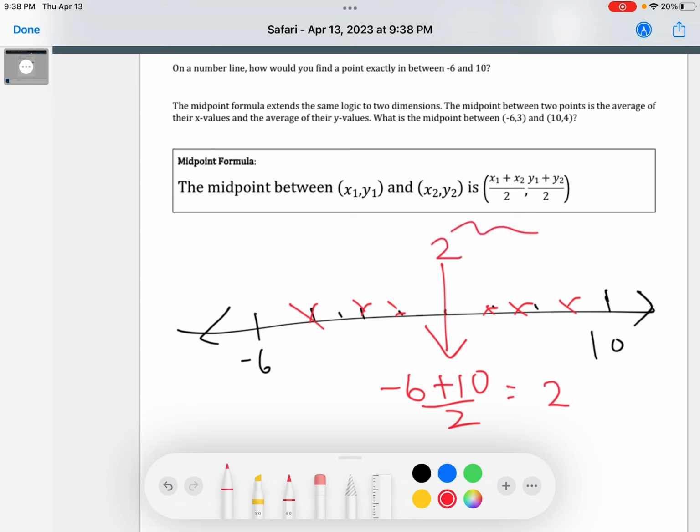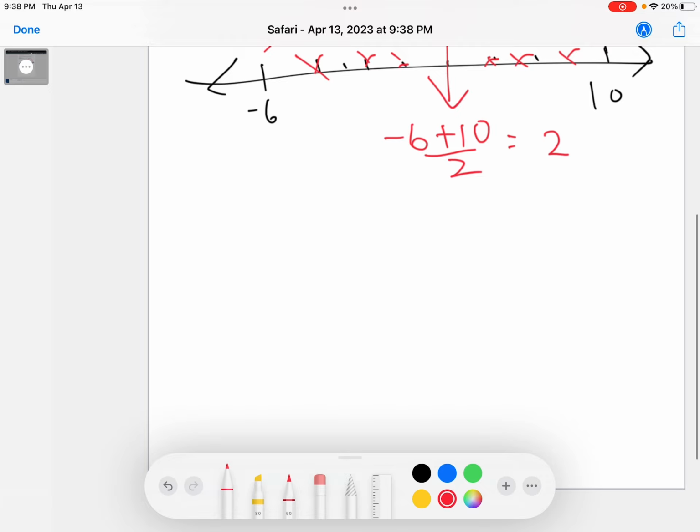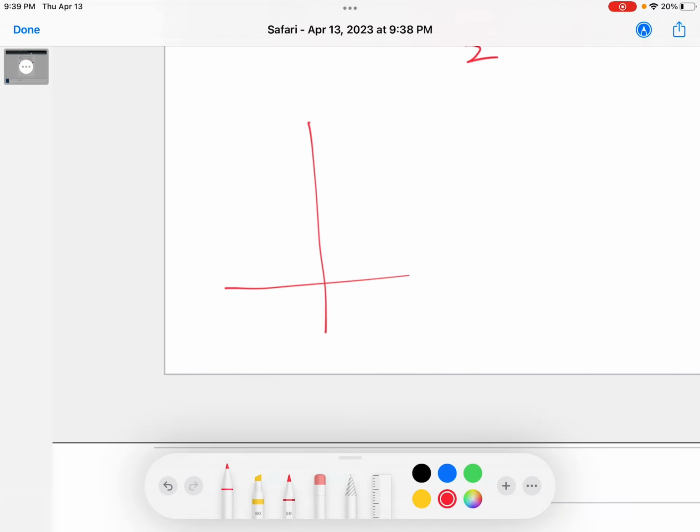And that makes sense because from 2 to 10 is 8. And from -6 to 2, it's also 8. So it's 8 in either direction. Now, the midpoint formula is just taking that same idea and extending it into 2 dimensions. So what if we wanted to find the midpoint between, I don't know, let me do some different numbers. Let's say the midpoint between 1, 6, and let's do 9, let's do 2.